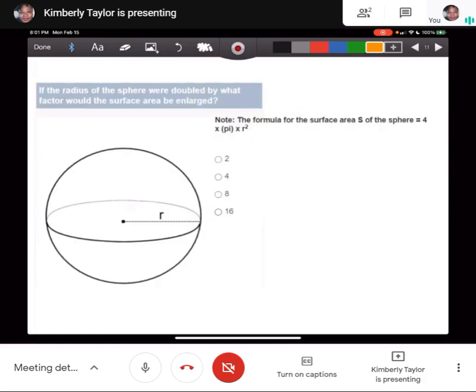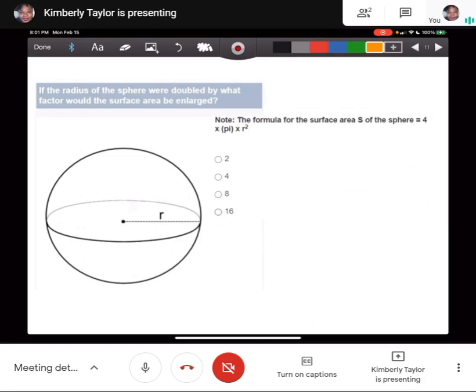Now, we're using the same picture for this problem here. It says, if the radius of the sphere were doubled, by what factor would the surface area be enlarged? Now, you can use the radius from the previous problem, or you can make up a radius. It really doesn't matter. What you need to be concerned with is the factor by which the surface area has grown.